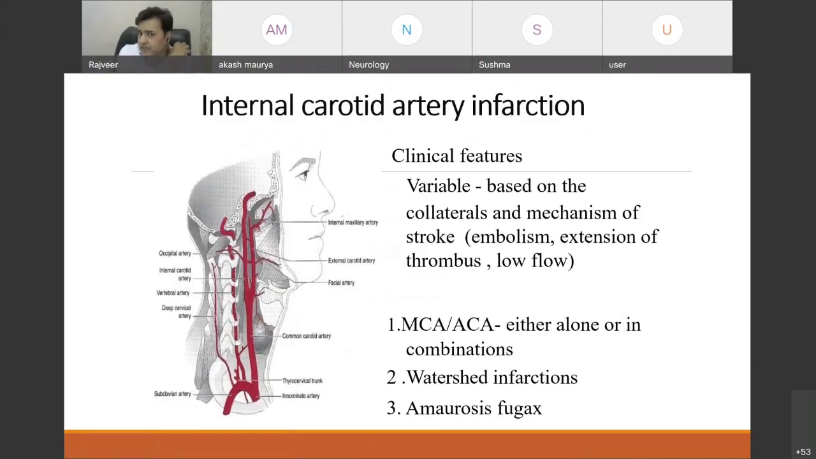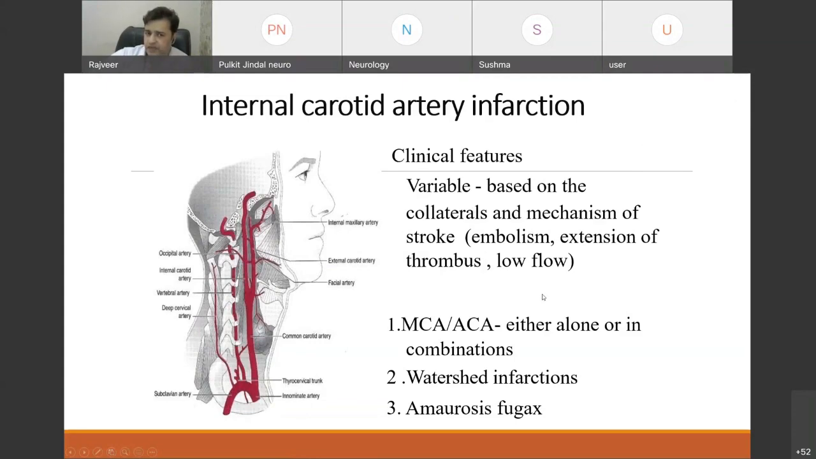So how does internal carotid artery infarction present? Clinical features may vary because if there are chronic atherosclerotic changes, the patient may develop collaterals around the ICA, and then there may be complete occlusion of the ICA, but the patient may not have that many neurological deficits.